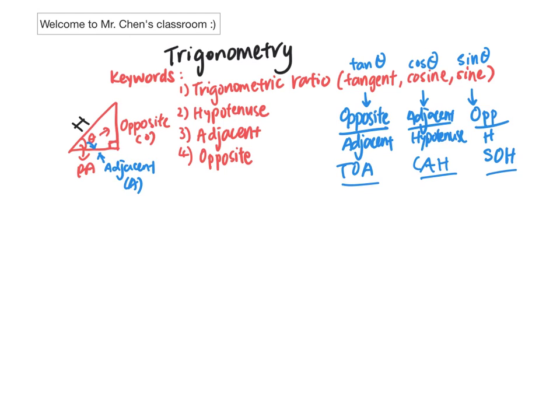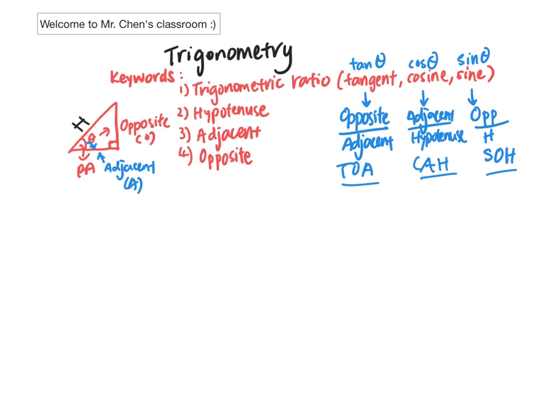Chen's classroom again. So today in math, we will continue with our trigonometry. I'm going to focus more on the revisions, especially the tangent, cosine, and sine, and present you with a few questions including a complex one as well. So let's begin. Trigonometry. Keyword number 1, trigonometric ratio.